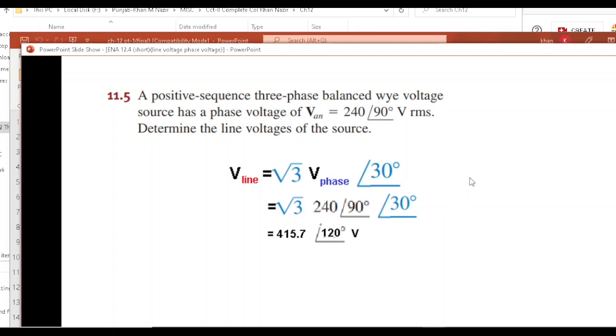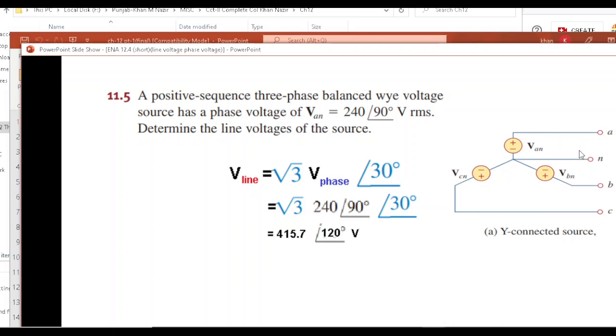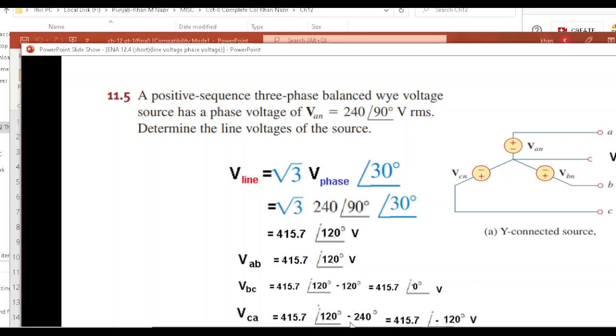Now, what do we call it? Since we are using this formula and AN is given, we'll call this AB. So this is our VAB. VAB is now our reference. From here, minus 120 will take us to VBC, and again another minus 120 will take us to VCA. So VBC is whatever this is with minus 120, and minus 240 will take us to VCA.